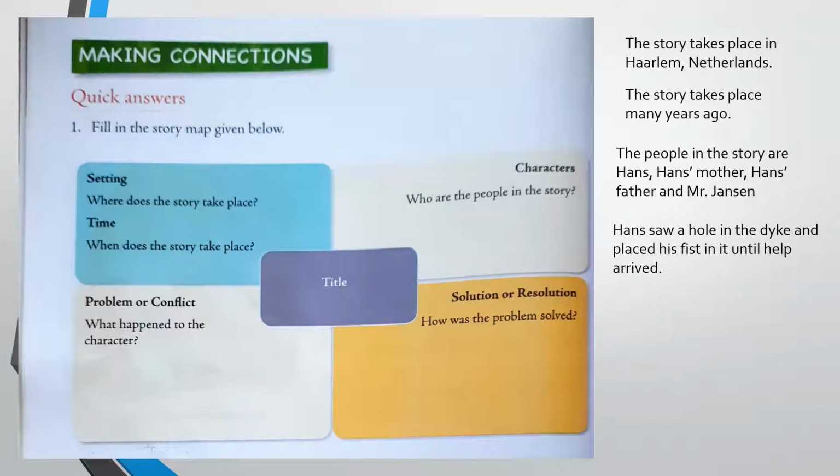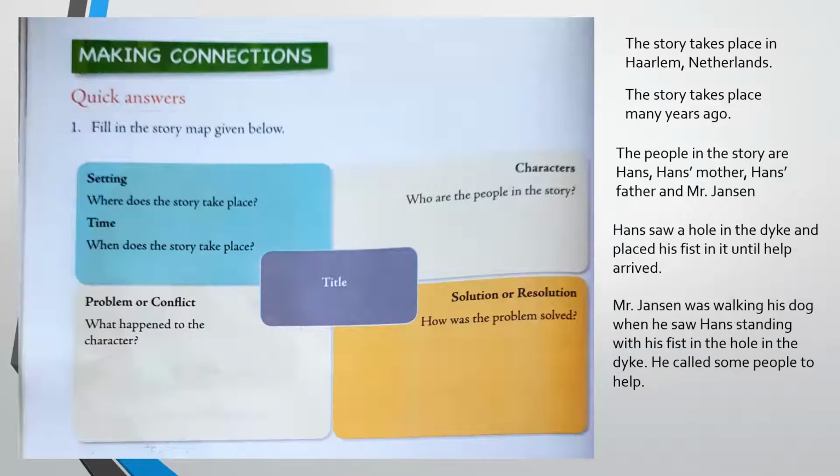And the solution or resolution, that means how was the problem solved? Mr. Jansen was walking his dog when he saw Hans standing with his fist in the hole in the dike. He called some people to help. That is how the problem was solved. Now, this entire thing is called a story map. Why is it called a story map? Because it is just like a map like you have in geography. It maps out the entire story in brief.